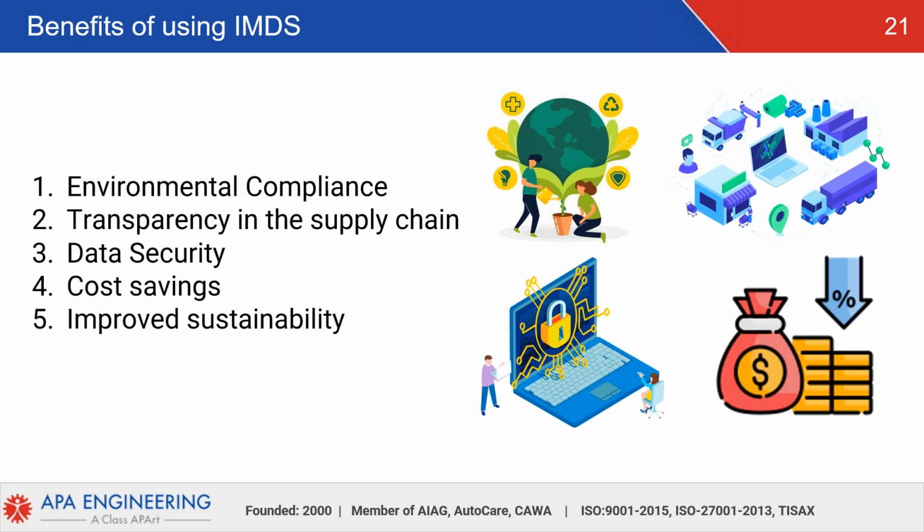Moving on to the next slide: benefits of using IMDS. Normally IMDS has many benefits, and I would like to point out certain benefits through this slide. The first thing is environmental compliance. The automotive supply chain is a complex one, as you know. A particular automobile has numerous components involved in its manufacturing, and each and every substance or chemical used in that component should be collected and should be in line with the regulatory compliance.